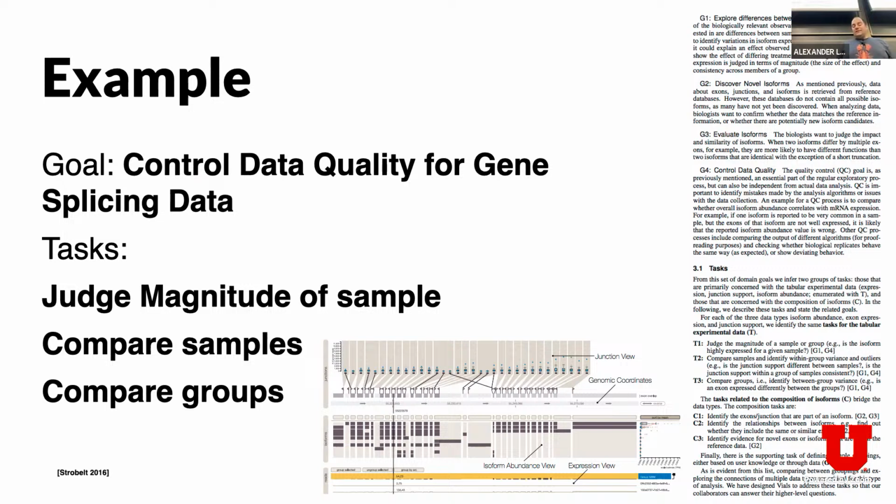And then after we identified these goals, we broke them down to tasks. And these tasks are now pretty abstract. Judging the magnitude of a sample is a very abstract task that I can apply both for movies and for gene expression, or compare samples or compare groups. These are all very generic tasks, very abstract tasks that work widely. And basically by identifying how these goals map to these tasks, I can solve this problem.